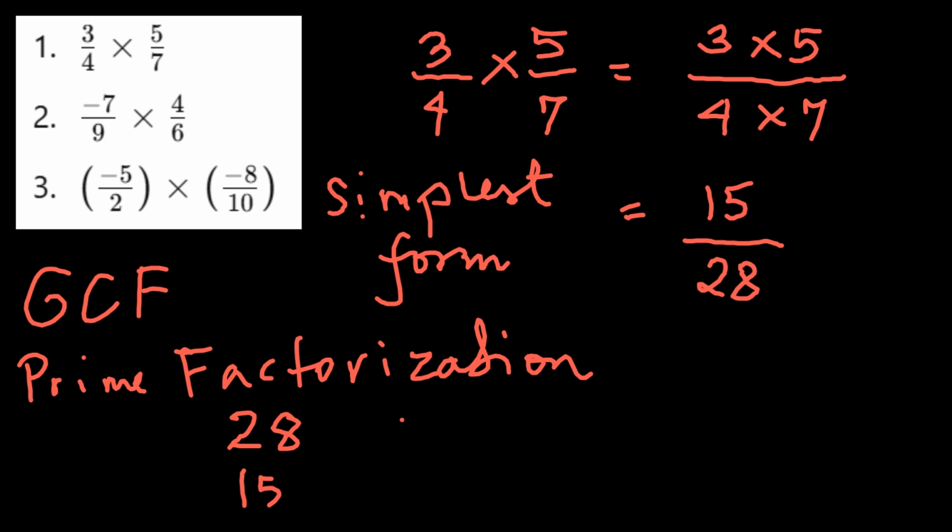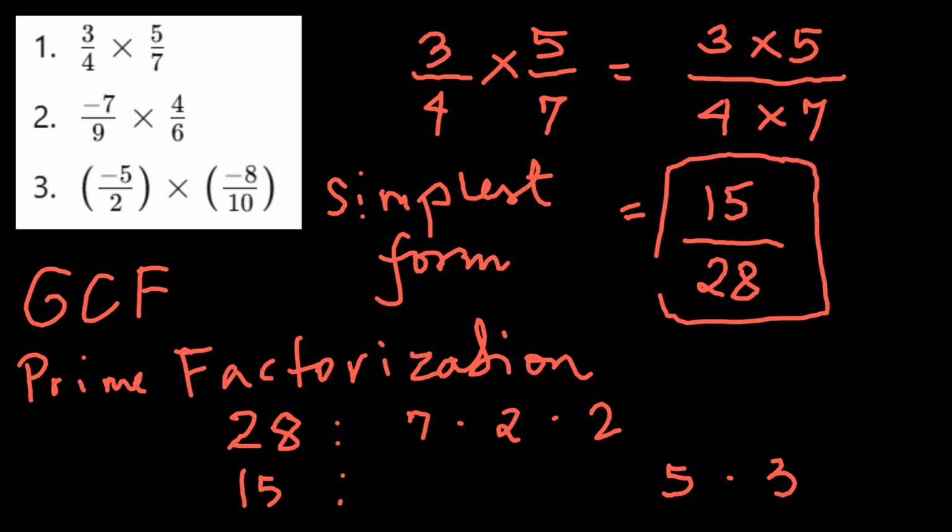For 28, we have 7 times 2 times 2. Because 7 times 2 is 14, and then 14 times 2 is 28. How about for 15? For 15, we have 5 times 3. As you can see, there is no common factor between 28 and 15, or 15 and 28. That means this will be our final answer.